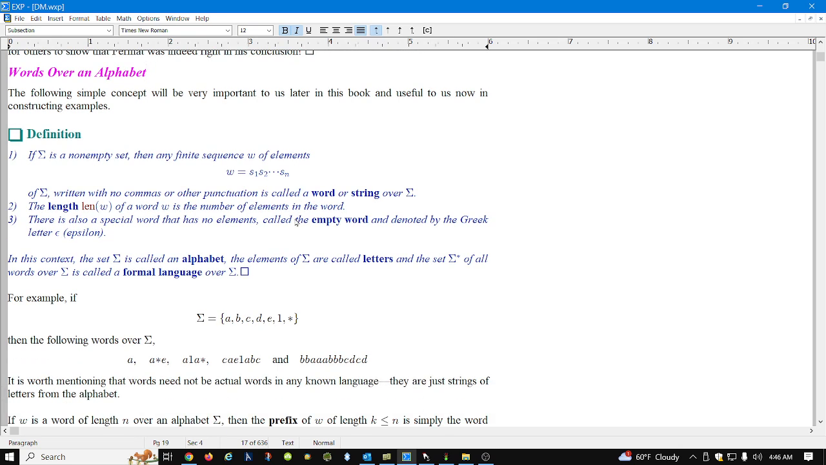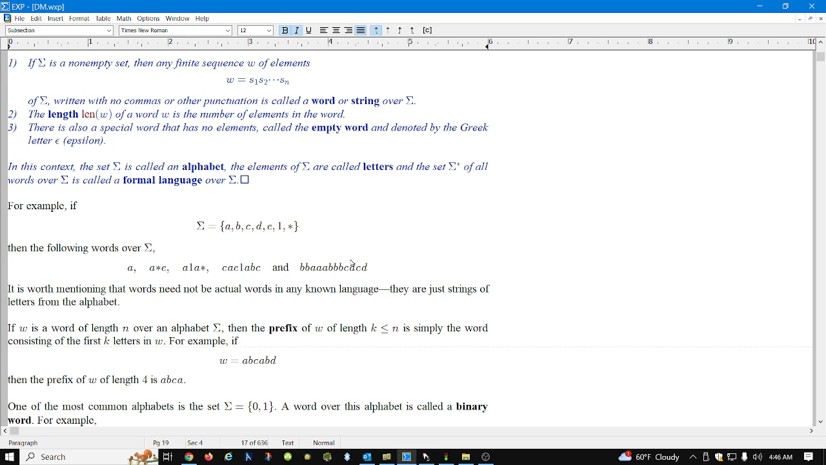In this context, the set sigma is called an alphabet. The elements of sigma are called letters, and the set denoted by sigma star of all words over sigma is called a formal language. So this is a very general concept, but extremely useful. Let me give you an example. Suppose the alphabet is this set. Then these are words over this alphabet. Letters can be repeated as many times as you want. There's no restriction on that.